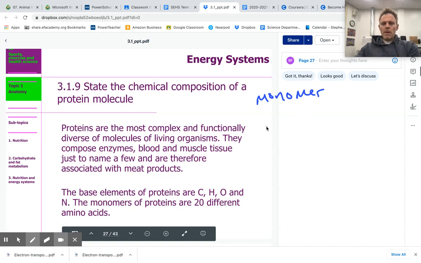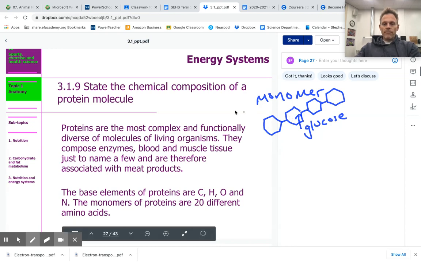So when we talked about monomers of carbohydrates, we can stick many glucose molecules together to make something like glycogen, or to make something like cellulose, or make something like starch. So in a carbohydrate, our monomer is glucose. And that's our building block for building bigger and different types of carbohydrates.